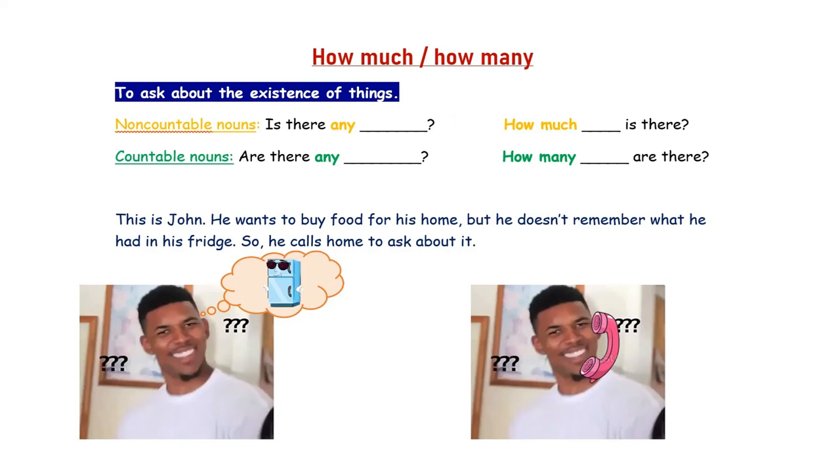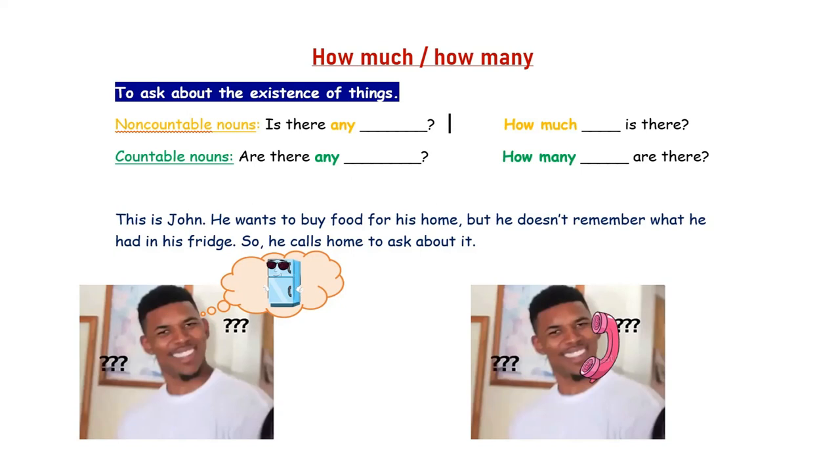For countable nouns, we can use the questions, are there any apples? Are there any bananas? Or we can use how many? How many bananas are there? Or how many apples are there? We can, of course, use these questions for asking about food and also about any other topic.